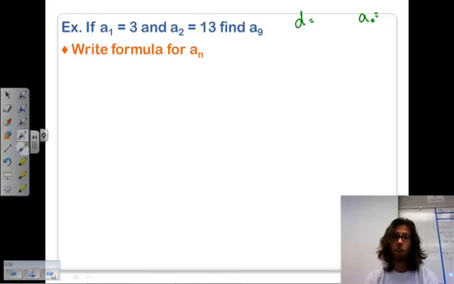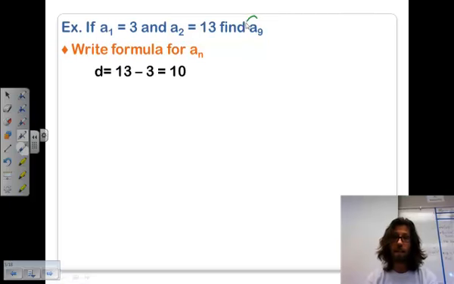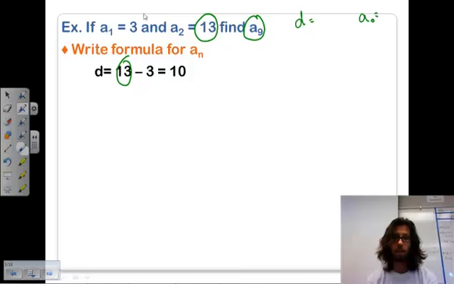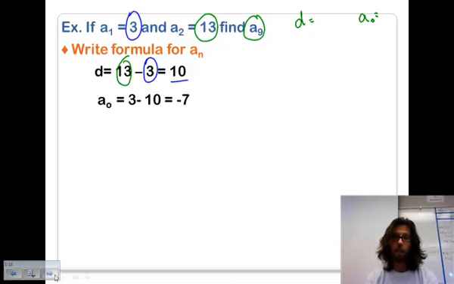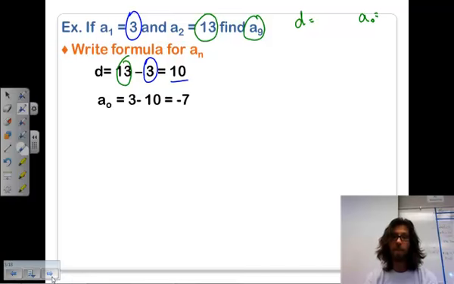Now we're going to write a formula for a sub n, because that a sub n is going to give us the power to find a sub 9. The first thing, as I mentioned before, is to find D. We just took the second term and subtracted the term before it, and that gives us a D value of 10. And then we're going to find a sub 0. For a sub 0, we go to our first value and subtract the difference between all the values, 10, and we see that it is -7.